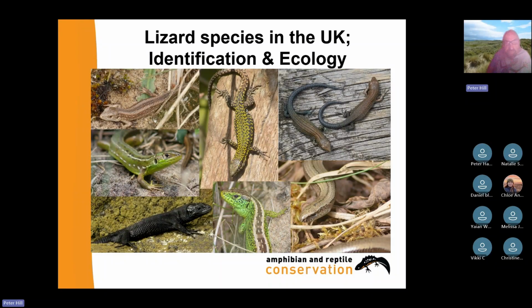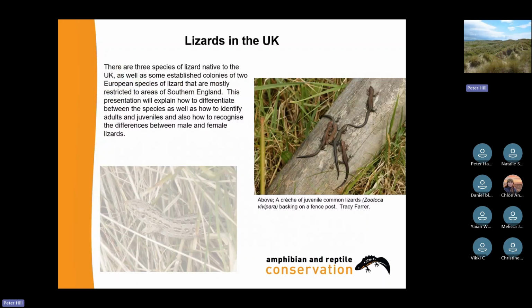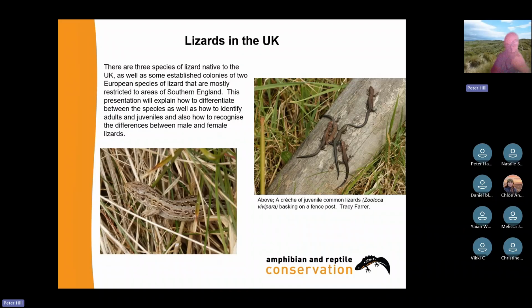To its right, there's a male adult sand lizard, native, in full breeding colours. And to the far right, everyone knows what that is, surely. That's a female slow worm, or a legless lizard species, native to the UK, very, very different ecology to the other species. So we've got 3 native species, as well as 2 colonies well established of European species. And then there's more as well that are not so permanently established.